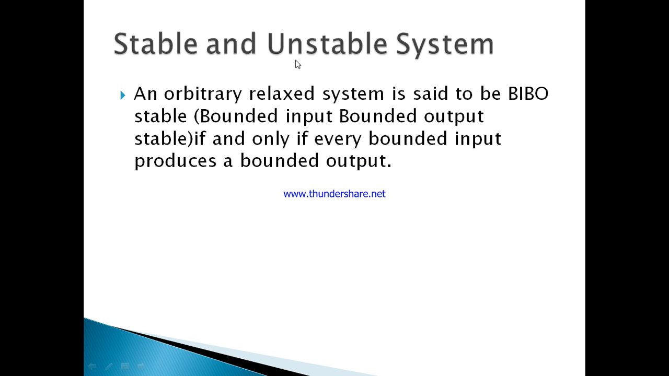So next one, stable and unstable systems. A stable system means an arbitrary relaxed system is said to be bounded input, bounded output stable if for all bounded inputs it produces bounded output. Otherwise we call it an unstable system.